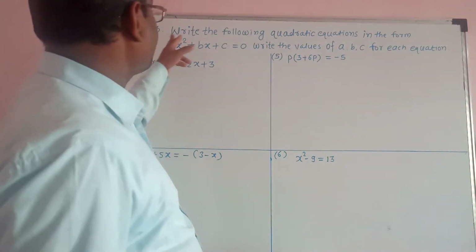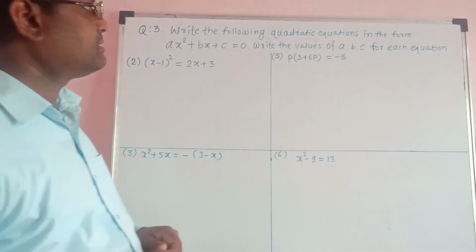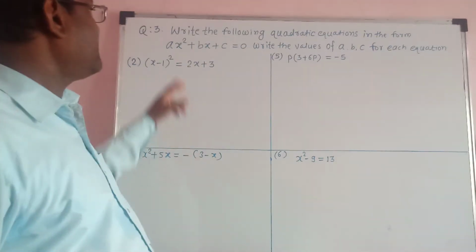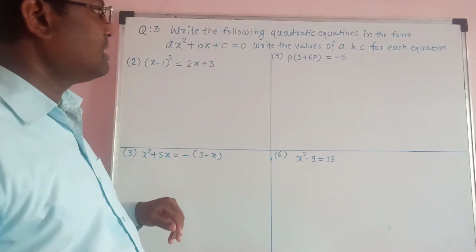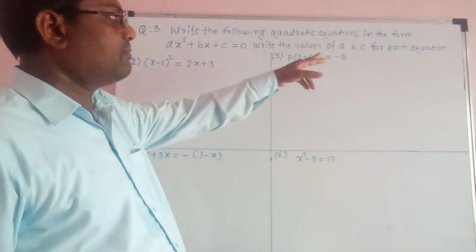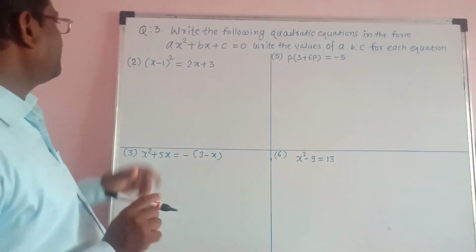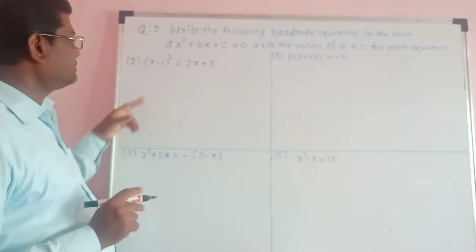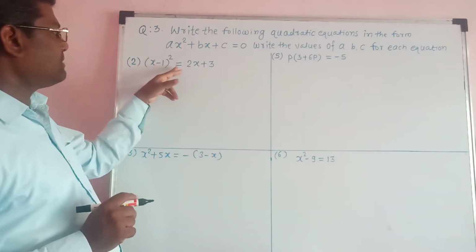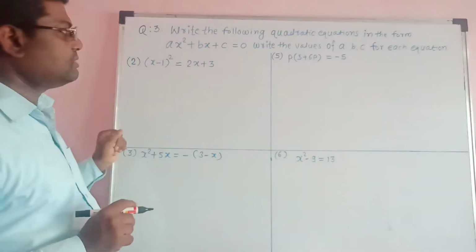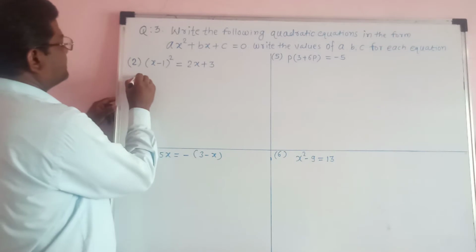Now question number 3. Write the following quadratic equations in the form ax square plus bx plus c is equal to 0. Write the values of a, b, c for each equation. Now let us solve example number 2. Example number 2 is (x minus 1) whole square is equal to 2x plus 3. Let us simplify this bracket at first.